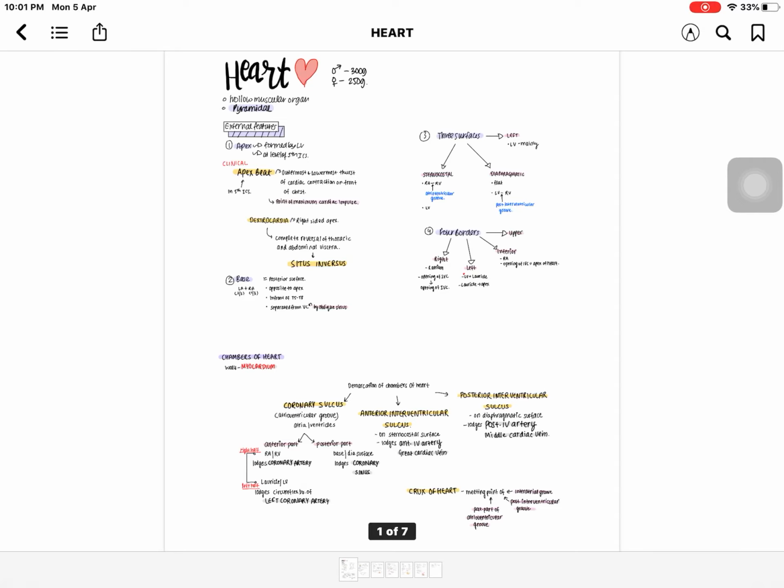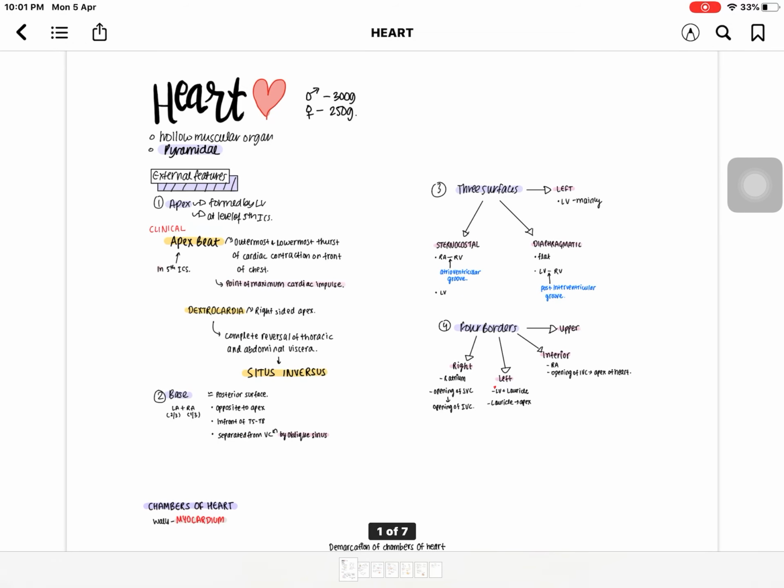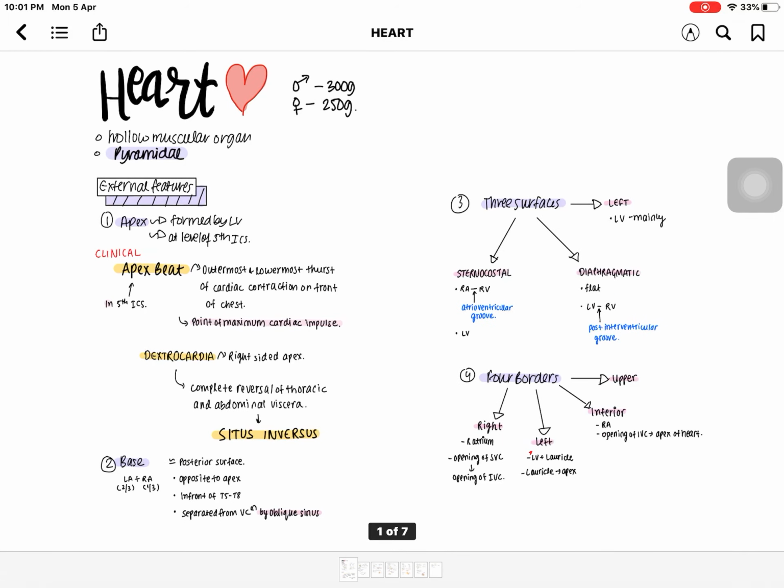In this video, we will be learning the anatomy of the heart, the conducting system of the heart, and a few conditions of the heart like angina pectoris, myocardial infarction, coronary artery bypass, and so on. Now let's see the anatomy of the heart.